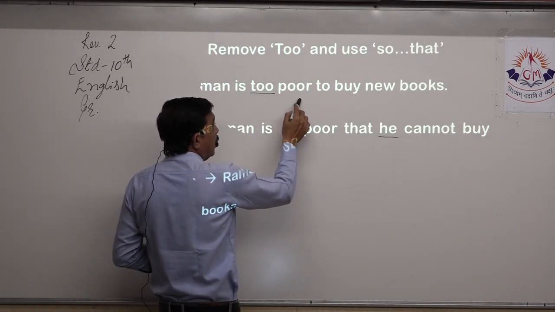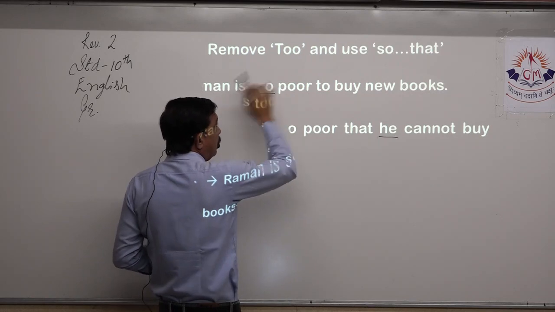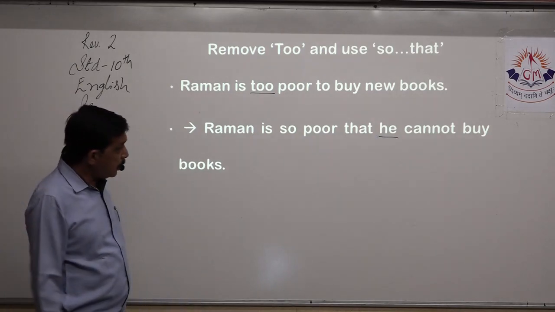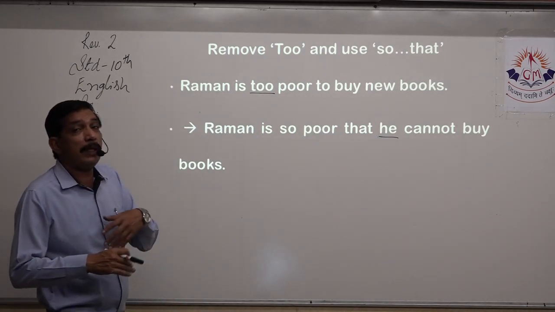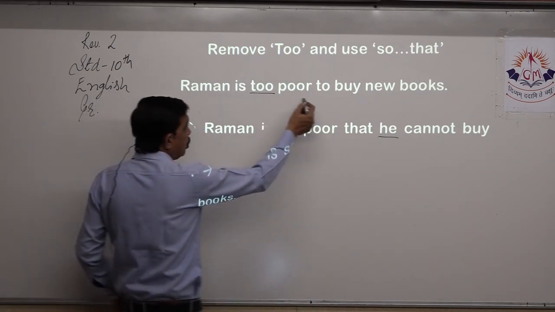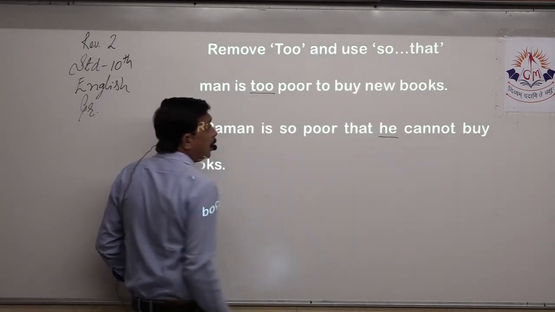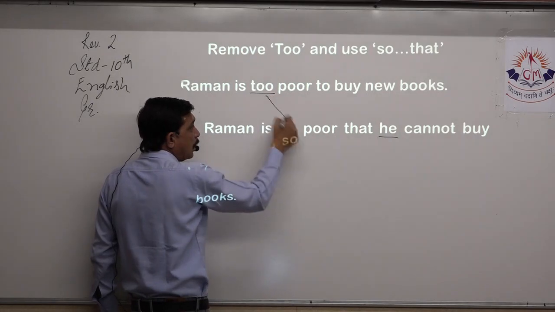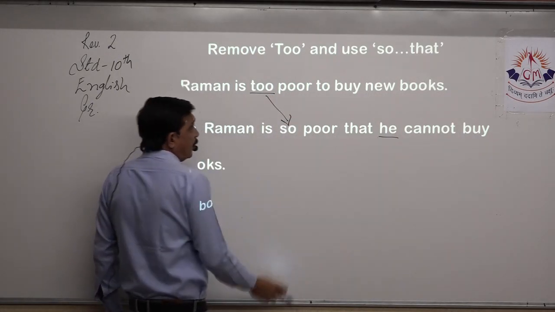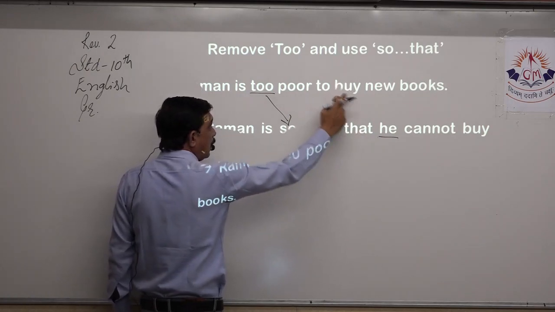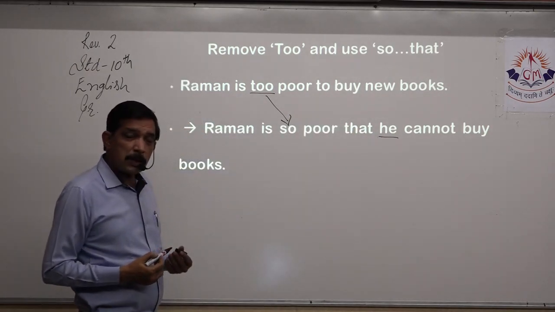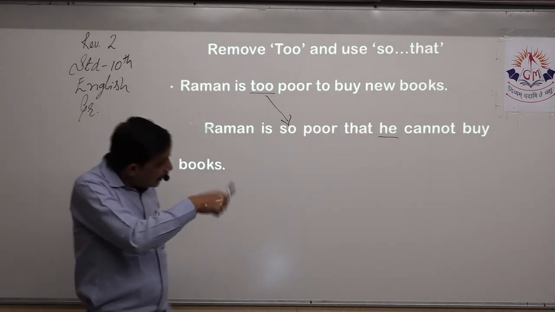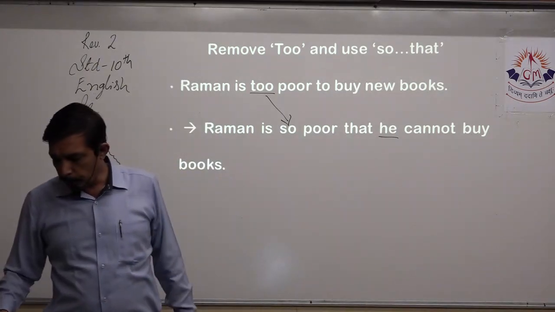Raman is too poor that Raman cannot buy new books. That is the meaning over here. So the same thing we are writing over here. Please do not get confused why or where do we get these extra words. Raman is too poor that Raman cannot buy new books. So the same thing when we do the transformation, Raman is so poor that I use that over here, same way that I use Raman. I am again using the proper noun. Instead of proper noun, I can use pronoun. So he, that Raman cannot buy new books, that he cannot buy new books.